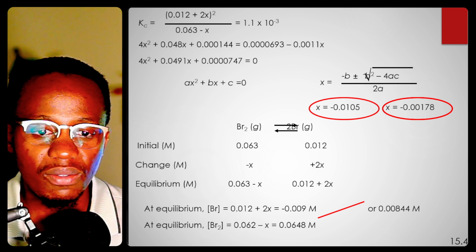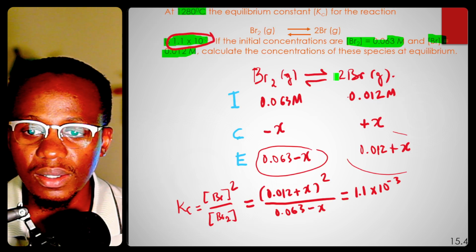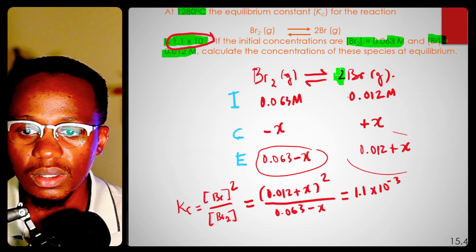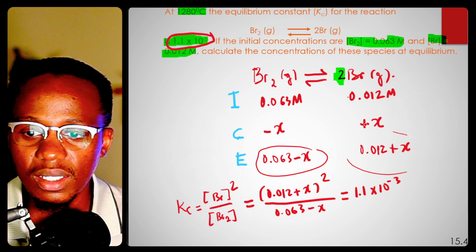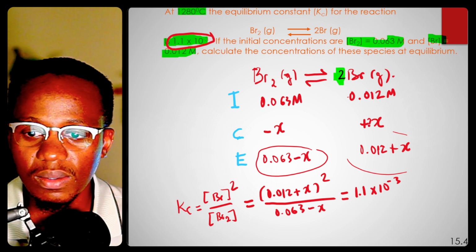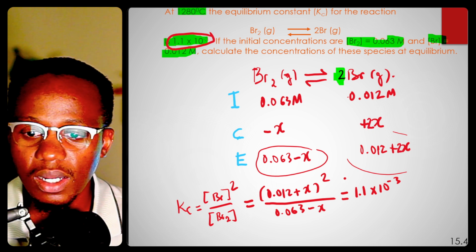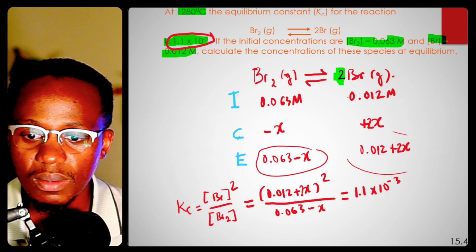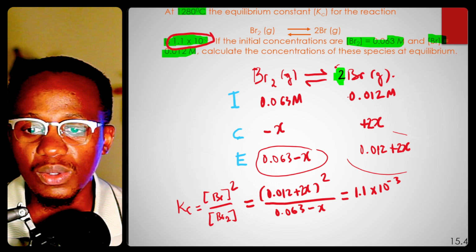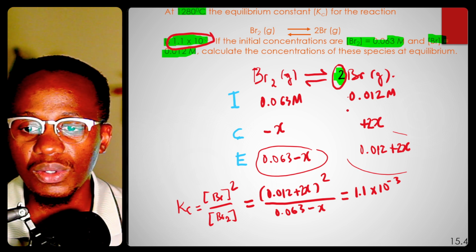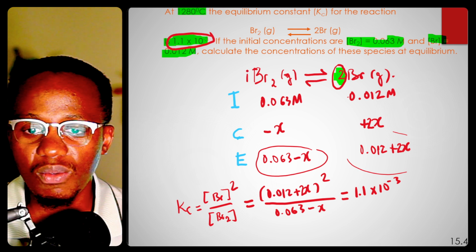I forgot a very, very important detail here. Since we have 2 here, the change is not just x, it's plus 2x. Almost forgot. That way here you have 2x. That's an important detail. You have to remember your stoichiometry. If you have 2 here, the change is 2x. So it's 1x here because you have 1 here.